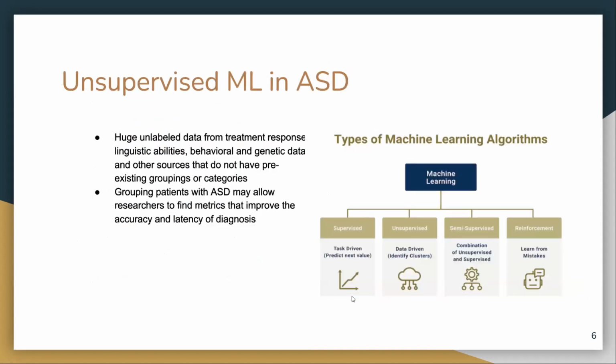Here I'm going to describe different types of machine learning and why I have chosen the unsupervised machine learning method. There are four major categories of machine learning: supervised, unsupervised, semi-supervised, and reinforcement learning. Supervised learning is task-oriented, which works with labeled datasets. Unsupervised learning is a data-driven approach where we cluster and analyze unlabeled data.